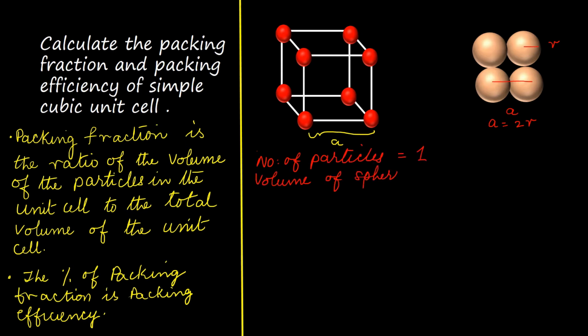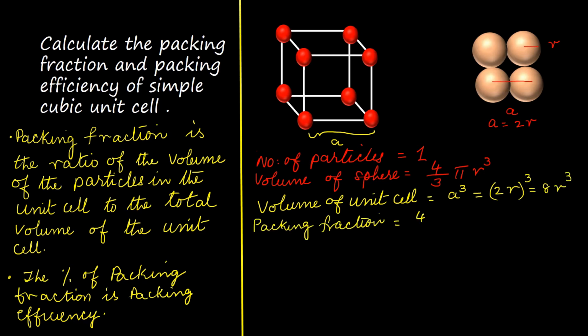Volume of sphere, particles being considered as spheres, is equal to 4 by 3 pi r cube. Volume of unit cell: a raised to 3 equals 2r the whole raised to 3 equals 8r cube. So packing fraction is equal to 4 by 3 pi r cube divided by 8 r cube. r cube and r cube get cancelled, equal to 4 pi by 3 into 8. 4 and 8 get cancelled, 2. So pi by 6. The value of pi is 22 by 7.